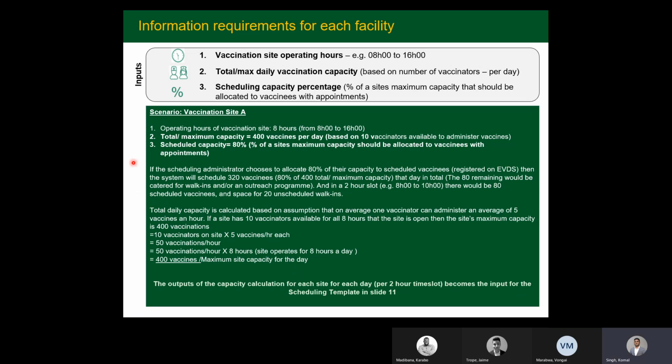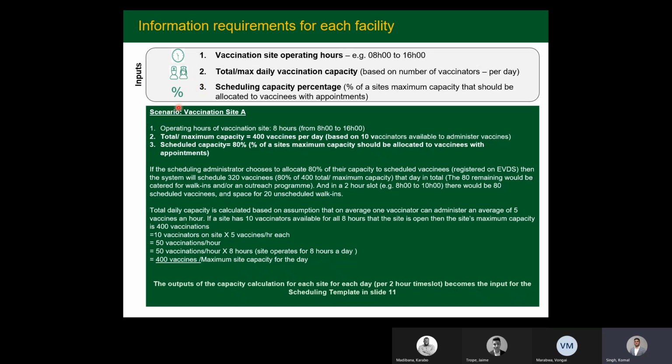So this slide is very important for you to know as a scheduling administrator, and this talks about the inputs that you'll be required to input onto the system. The first one is the vaccination site operating hours. This is, for example, 8 to 4. The second one is the total or max daily vaccination capacity. This is based on the number of vaccinations per day. The third one is the scheduling capacity percentage. This is the percentage of a site's maximum capacity that should be allocated to vaccinees with appointments.